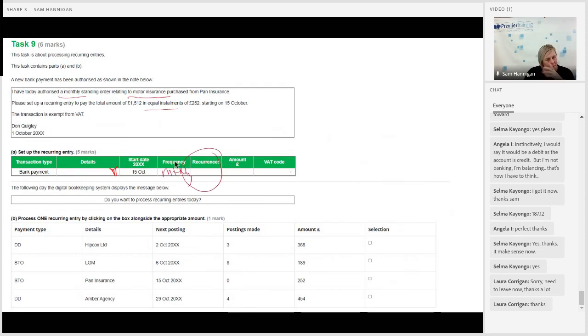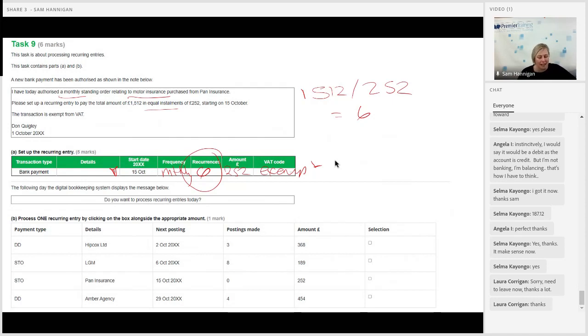And this is the bit that people tend to put stupid figures in. Recurrences means how many times is it going to recur? Well, to work it out, 1512 divided by 252 gives me 6. So it's going to be over 6 months. And the amount's going to be 252 and it's exempt. 6 marks for that. And there are easy marks to be had.